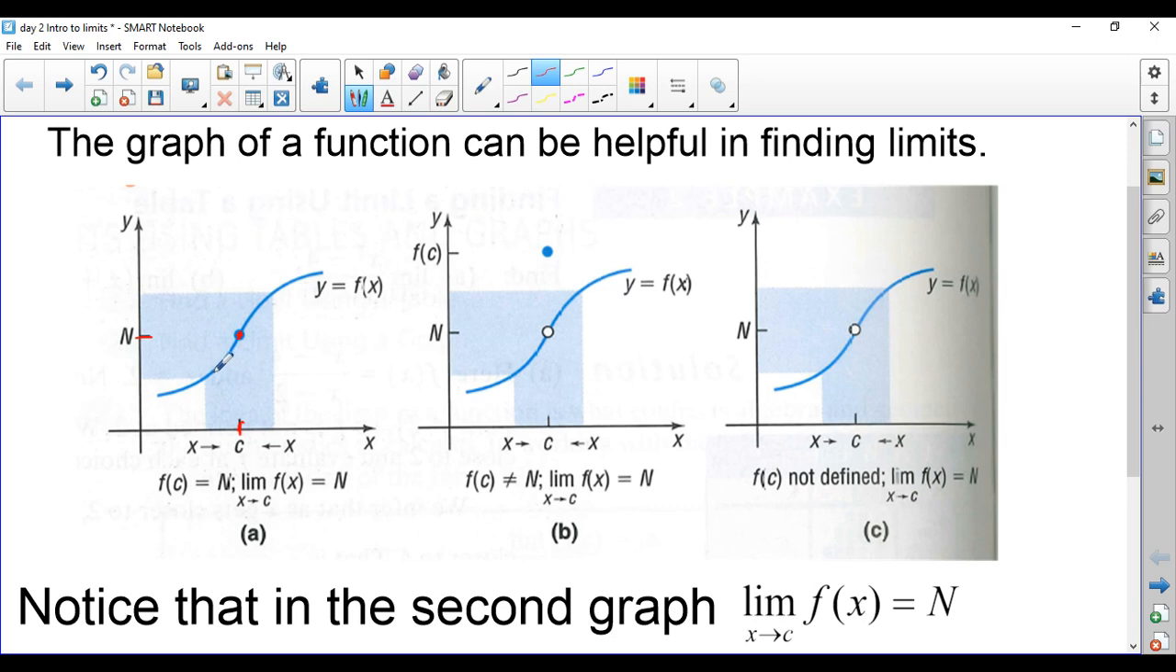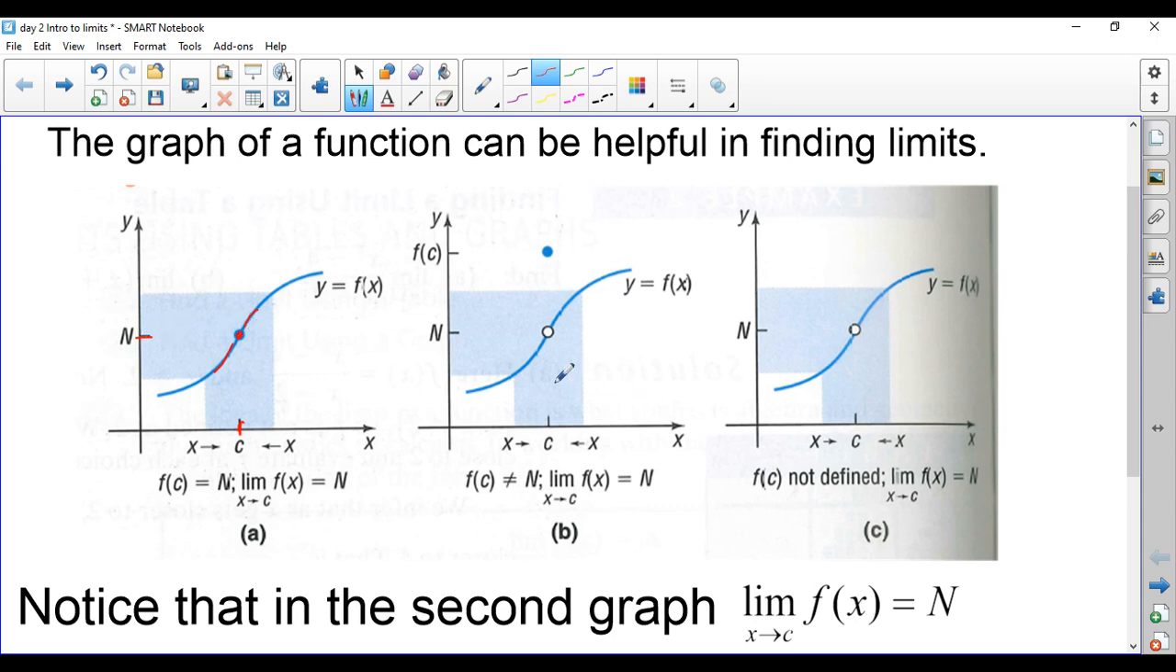What that means is the graph approaches n as x gets closer to c from one side and approaches n as x gets closer to c from the other side. So the y coordinates are approaching n as the x coordinates approach c. In this case, when you hit c, the y coordinate is n.